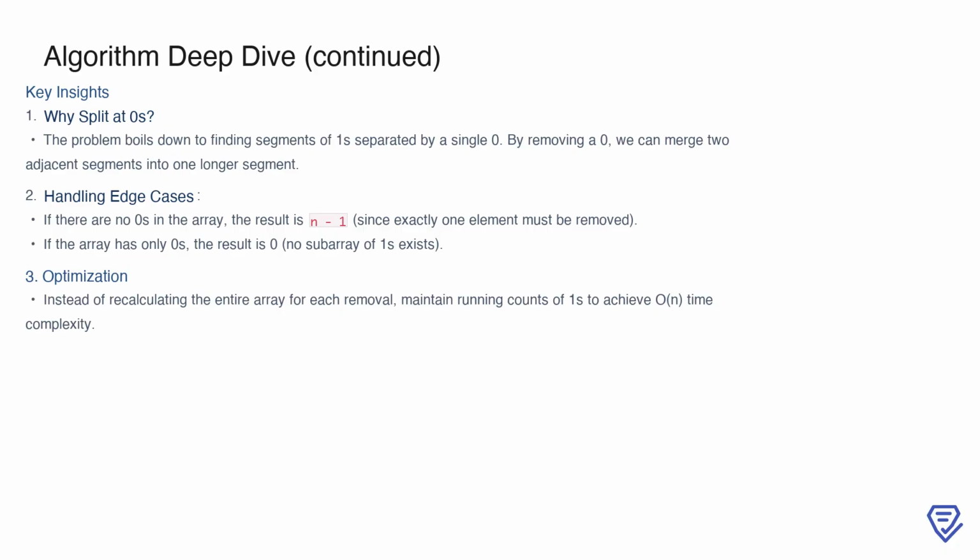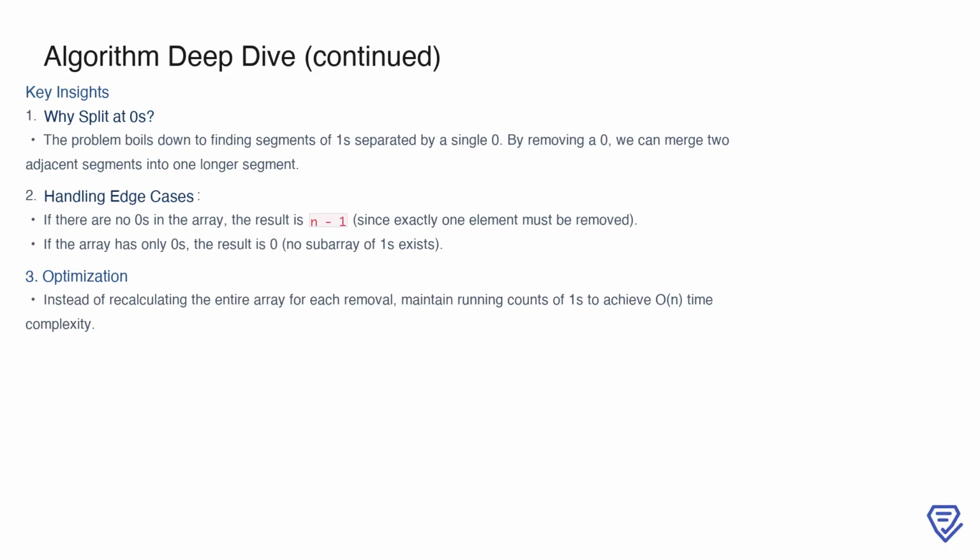By removing the 0, we effectively combine the two segments into a longer one. This is why we focus on tracking the streaks of 1's on either side of each 0. Additionally, we need to handle edge cases gracefully. If the array contains no zeros, the result is the total number of 1's minus 1, as we must delete exactly one element. On the other hand, if the array consists entirely of zeros, the result is simply 0, since no subarray of 1's exists.